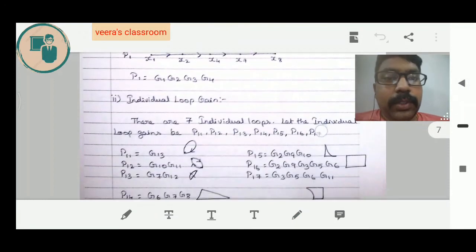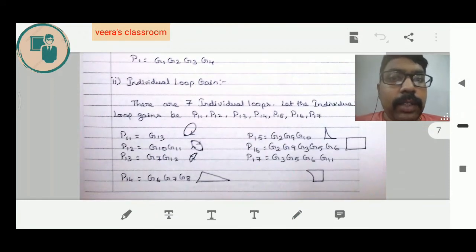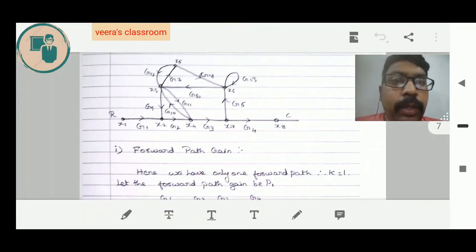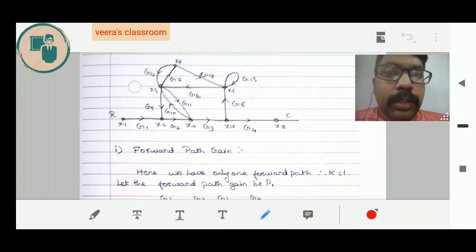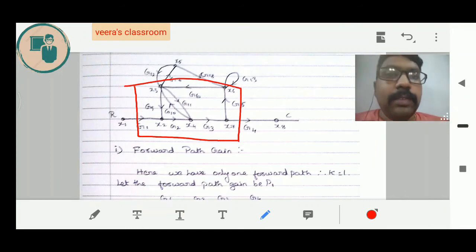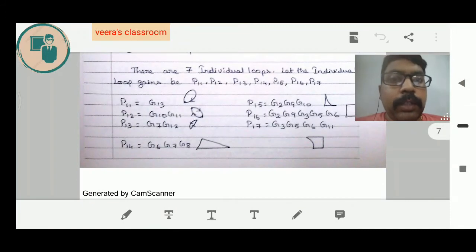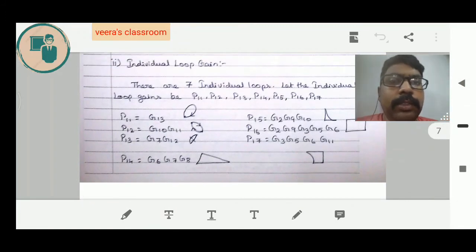So we have nearly 6 individual loops. No, we have 7 individual loops. We will see the final one. It starts from x3, goes to x2, x4, x7, x6 and x3. So we have 7 individual loops, and we have listed all of them. Now we just multiply all the terms in each loop to find the individual loop gains.